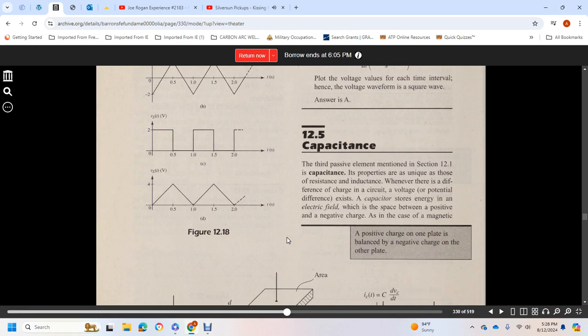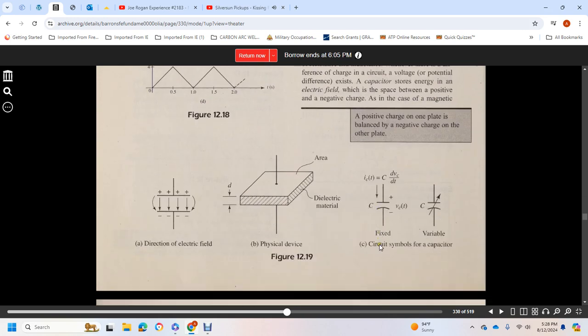Alright, 12.5, capacitance. The third passive element mentioned in chapter 12.1 has the unique property of capacitance. Unlike resistance and inductance, capacitance exists wherever there is a difference of charge in a circuit, creating a voltage potential difference. A capacitor stores energy in an electrical field, which is the space between the positive and negative charge, as in the case of the magnetic field, with positive charge on one plate balanced by negative charge on the other plate.